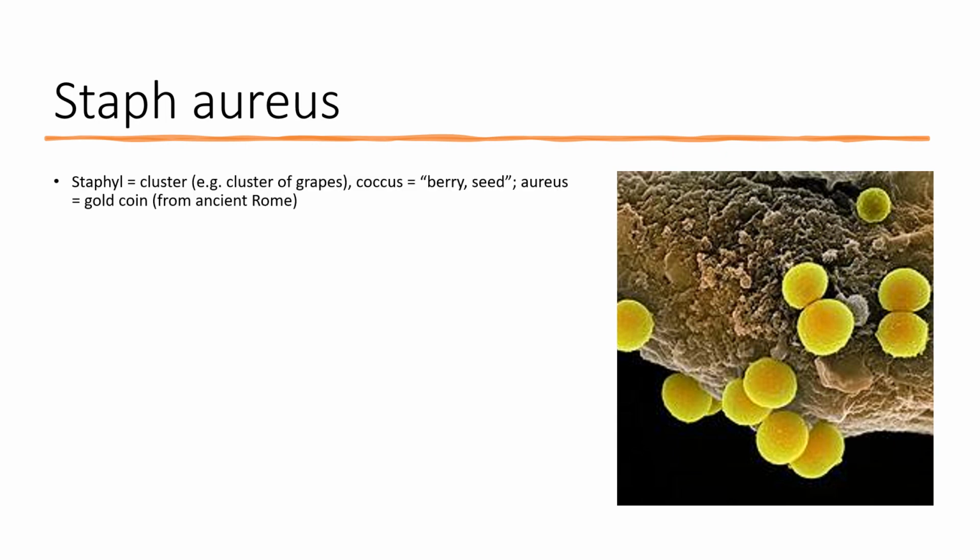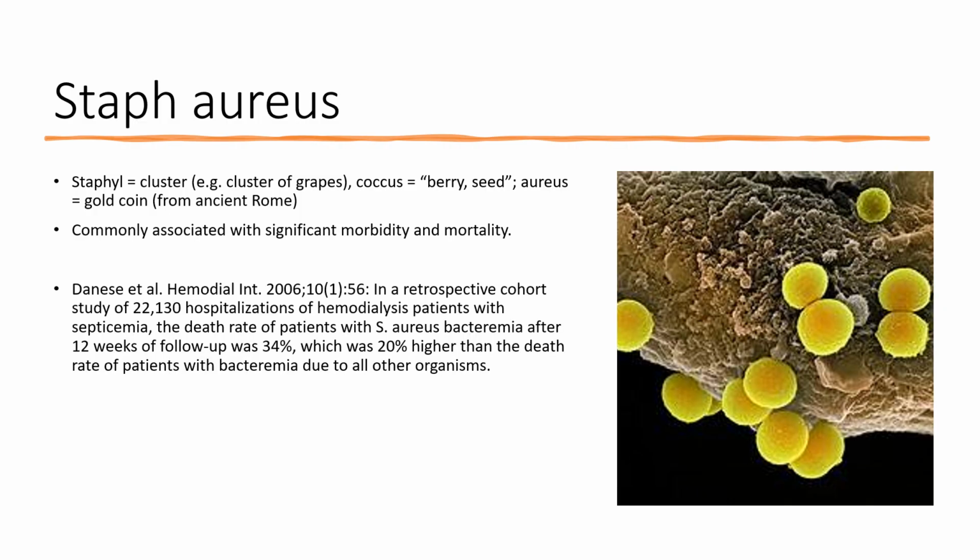The word staphyle means cluster, as in a cluster of grapes. Coccus means berry or seed, and aureus is a Latin term for gold coin from ancient Rome. So basically, it's a cluster of golden berries, is what you see on the photomicrograph. Staph aureus is commonly associated with significant morbidity and mortality, particularly in the dialysis population.